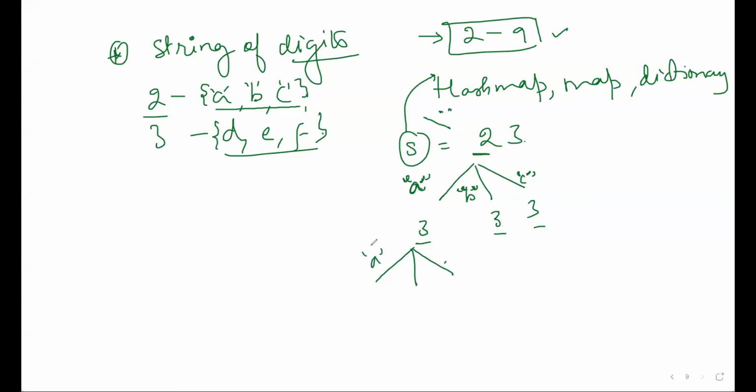We have D, we have E, we have F. Okay. So suppose I chose this option of D. What will happen? My string will get modified to AD. I will get AD. And I'm going to stop there. No, I'll try to go to the next index.